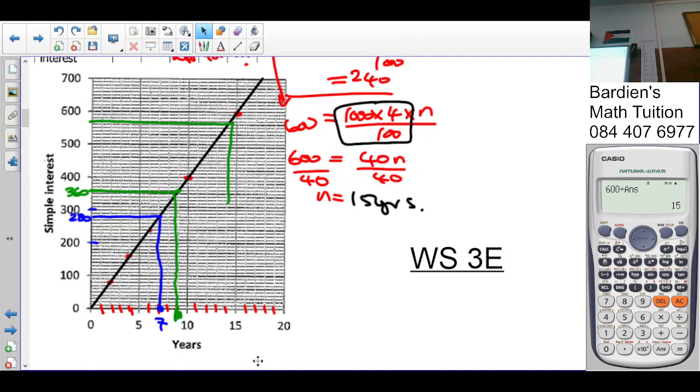Is 7 correct or is 8 correct? 7 is correct. But again in the exam you will have your diagram, you will have your graph, and it will be on graph paper. So it's going to be easy to read from it. Alright, let's carry on.